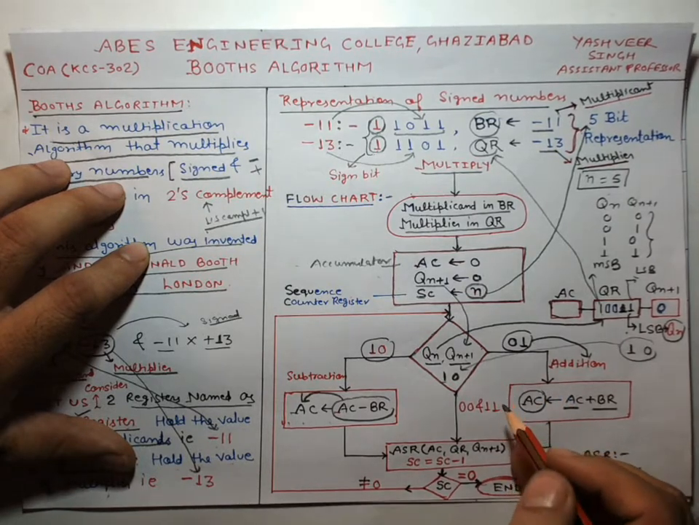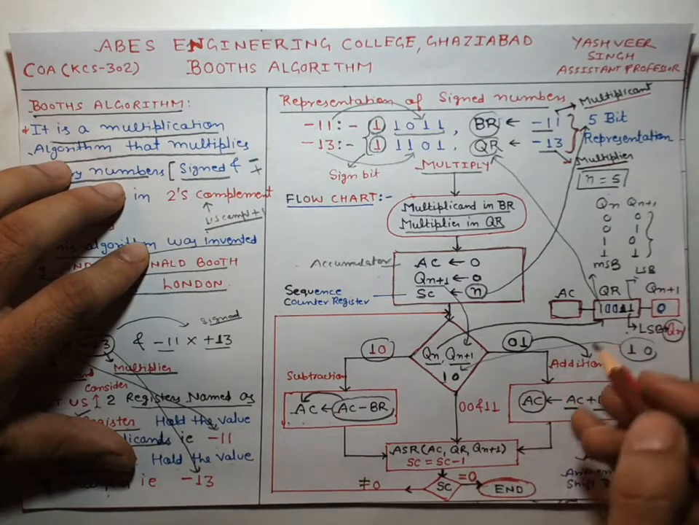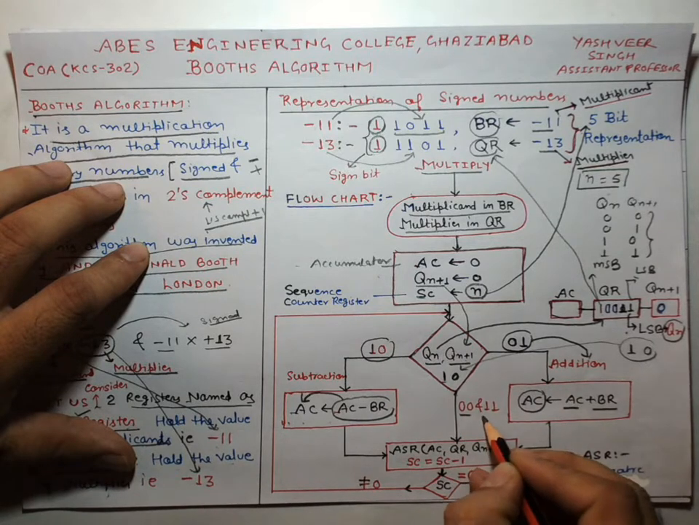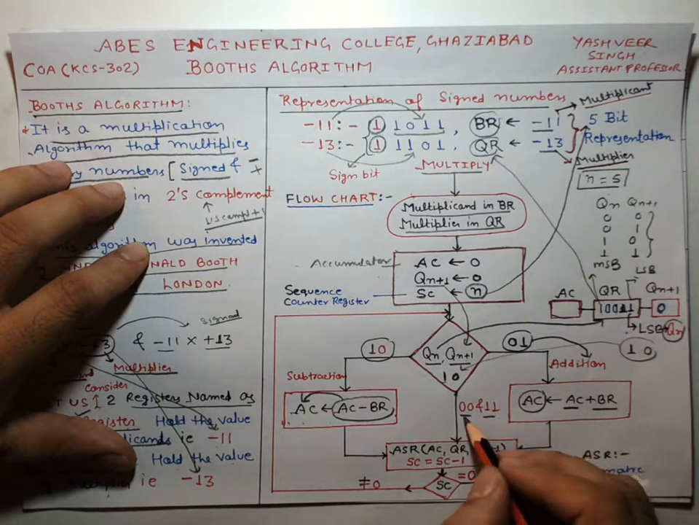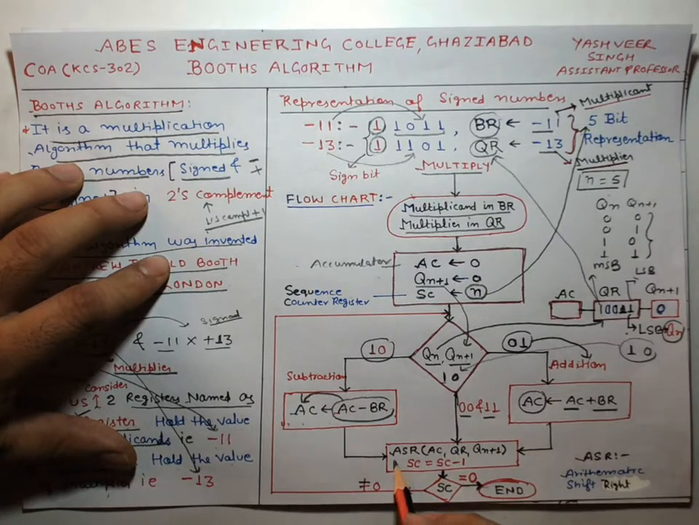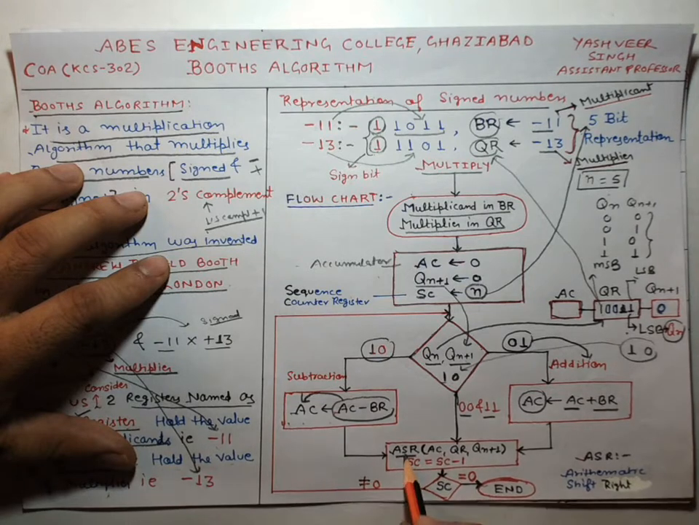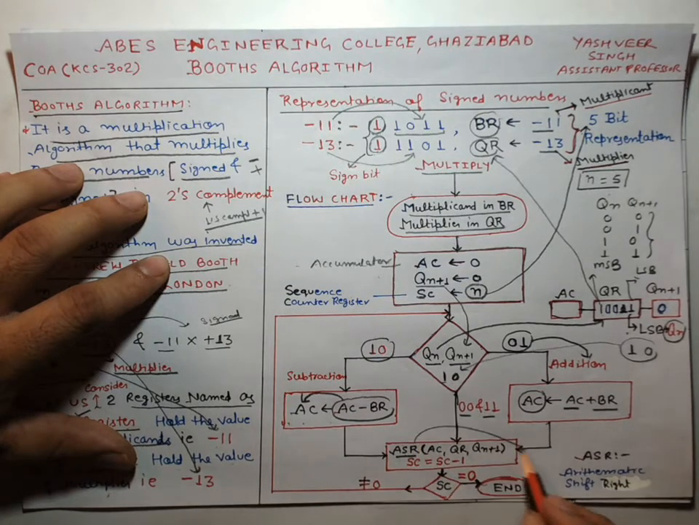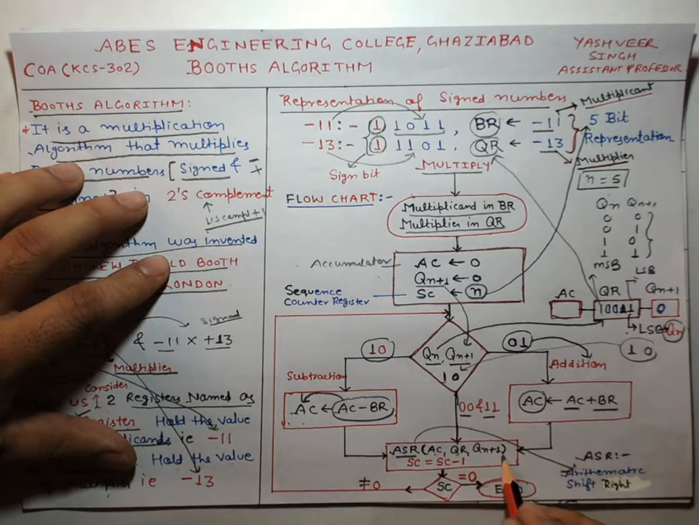And the remaining 2 conditions, 00 and 11: if we find these 2 conditions, then we go directly to this step. ASR means arithmetic shift right. Arithmetic shift right of accumulator, QR and Qn plus 1, and sequence counter equals sequence counter minus 1. It will decrease after every step.